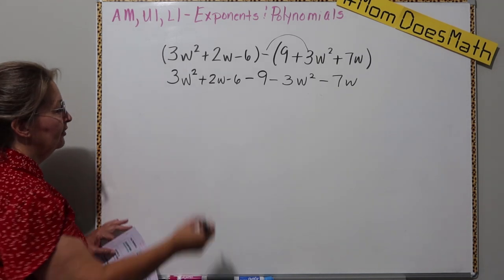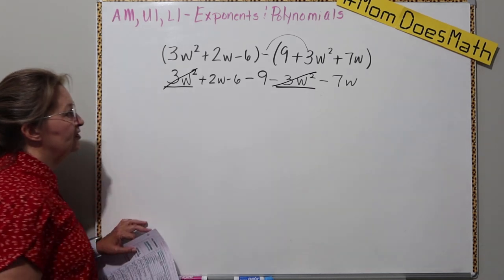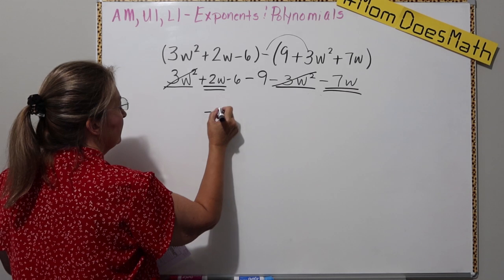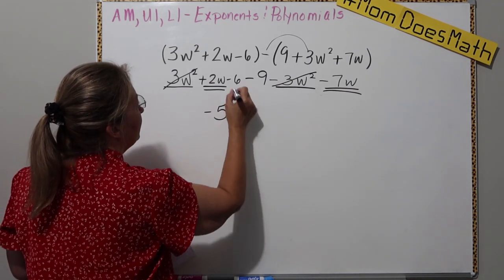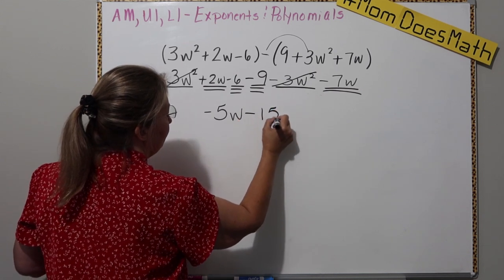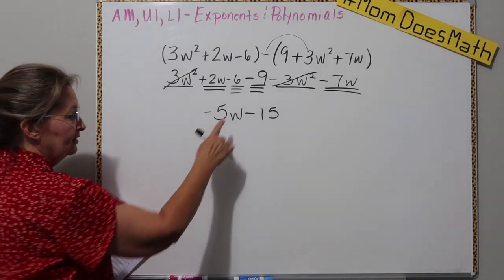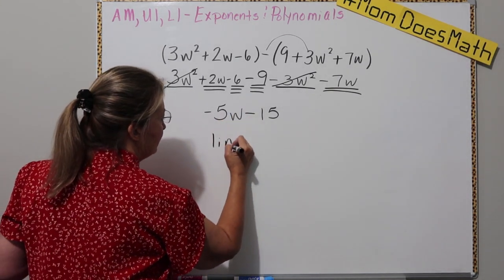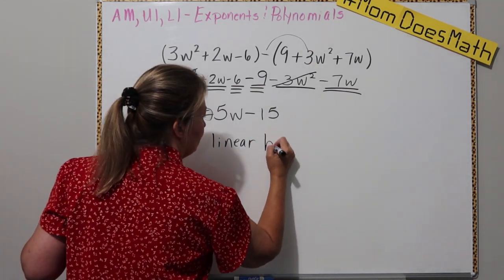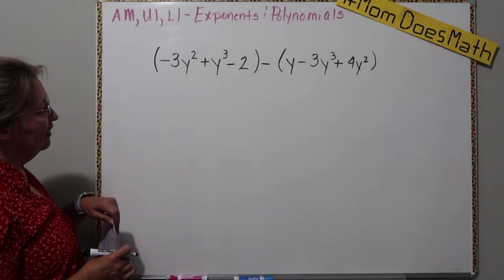Now we're ready to combine terms. 3w squared minus 3w squared makes 0, so those are gone. Alright, a positive 2w and a minus 7w gives me minus 5w. And then when I combine negative 6 plus negative 9, I get negative 15. Alright, what's your highest exponent? We're fixing to classify it. It's understood to be 1, so this is a linear. Now how many terms do you have? 2, so it is a linear binomial. So this is number 11.